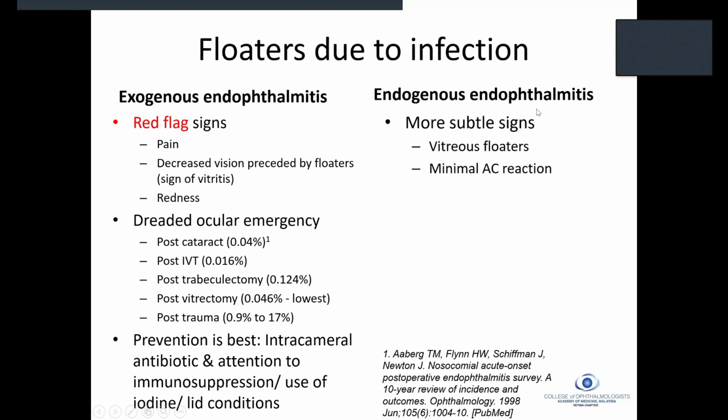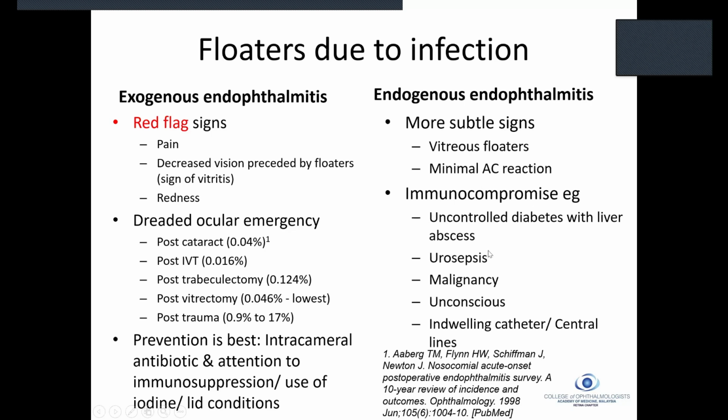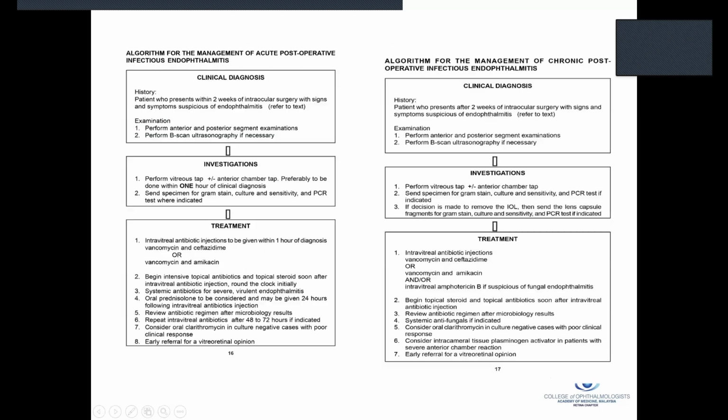How about endogenous endophthalmitis? I'll just touch on it a little bit. The signs tend to be more subtle. It's coming from the back, from the choroid, breaking into the retina. So the vitreous floaters come first before you get anterior chamber involvement. And this is something we should always take note of for immunocompromised patients, those with diabetes, liver abscess, or urosepsis. It is good for the physicians to be cautious about this possibility. Sometimes patients are unconscious, and that is why they might present late. But treatment is certainly directed towards the underlying condition.